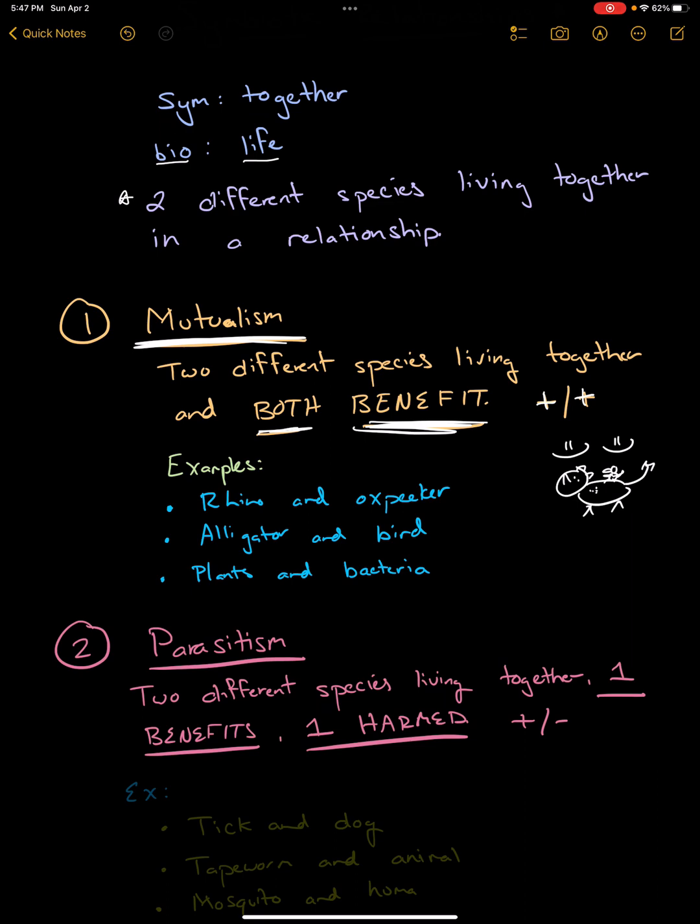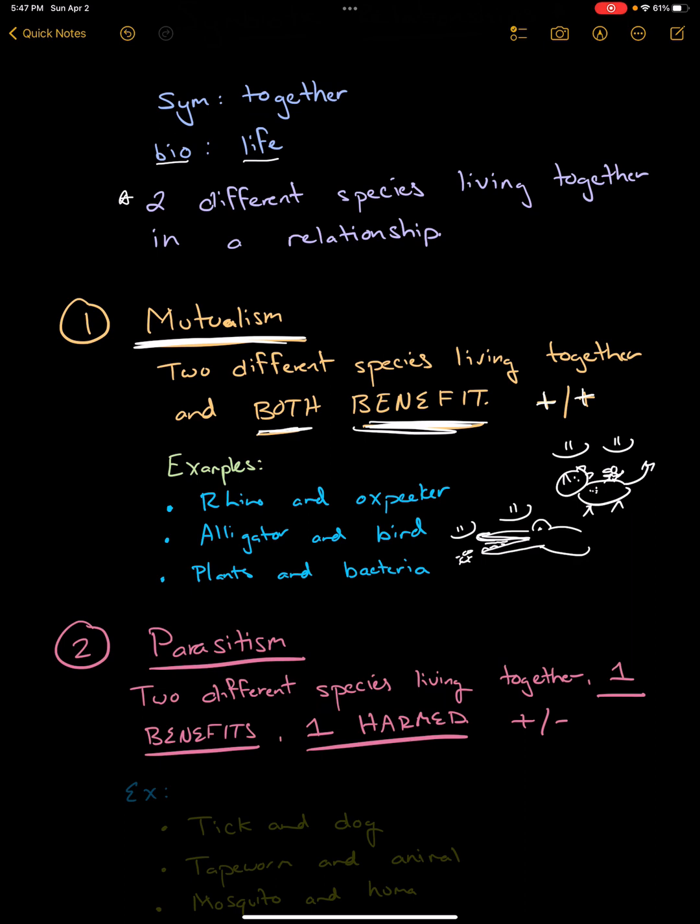Another example would be the alligator and a bird. I don't remember the bird's name, but have you ever seen the alligators that sit with their mouth open and then the cute little birds go inside and start pecking around his teeth? Again, that's mutualistic because the alligator is getting his teeth cleaned, and the bird is getting a free meal. So they both benefit there.